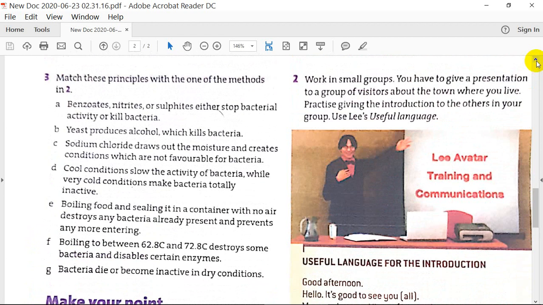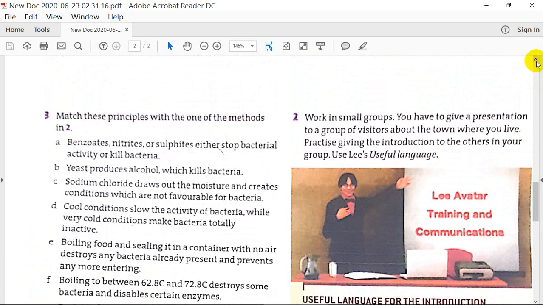So you have to order your thought. How could you order your thought? Here is what we can read. Work in small groups. You have to give a presentation to a group of visitors about the town where you live.